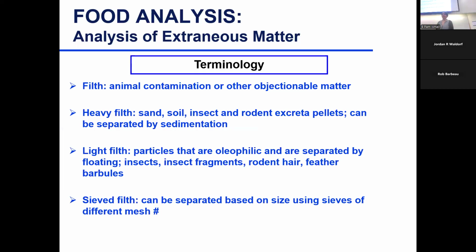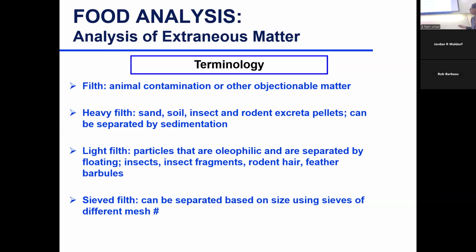All right, so filth. What is filth? So terminology: animal, anything animal or other objectionable matter. Contamination. Heavy filth. So heavy filth can be sand, soil, so anything that's sediment. Pellets, excreta pellets. So, you know, they poop too. So what can we do? We can separate them by sedimentation. There's the light filth. That means hair, light insect fragments, those wings that we talked about.